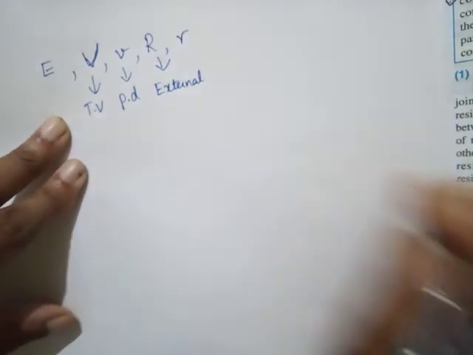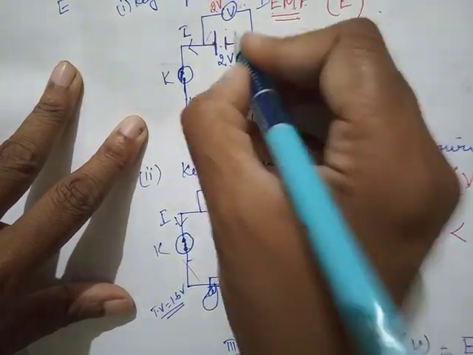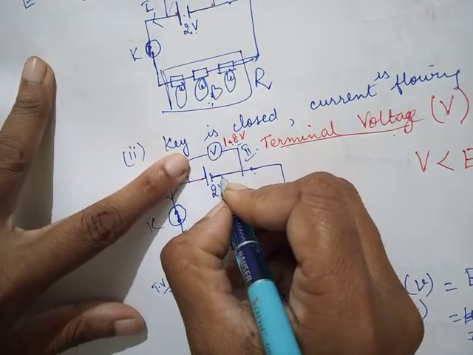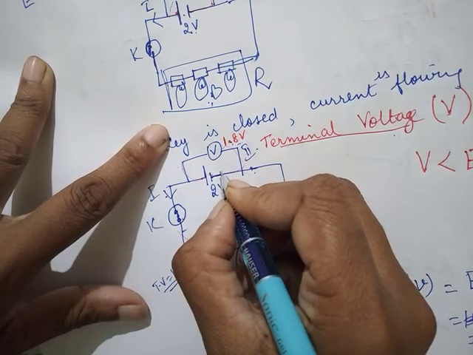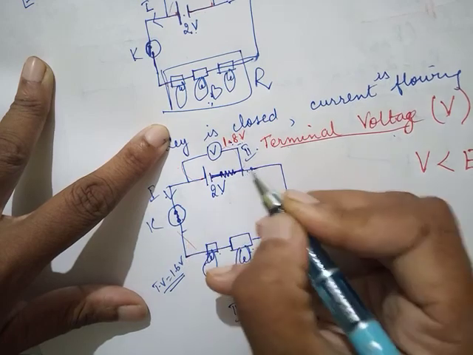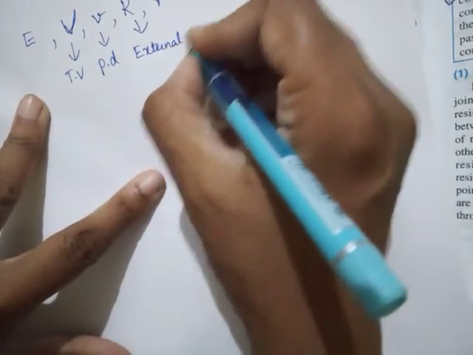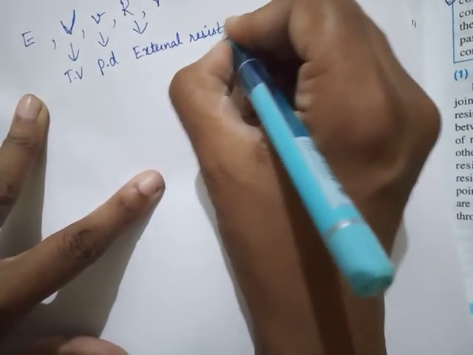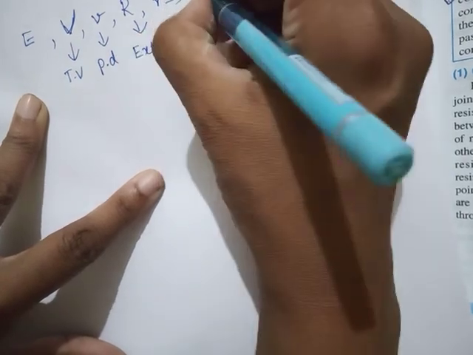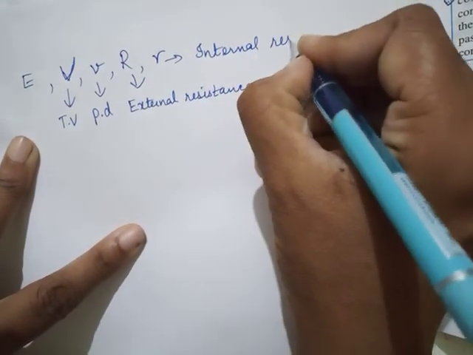This is considered as the external resistor, and whatever resistance is offered by the battery, hereafter you'll be putting one small resistor near the battery itself. That will become small r, that is the internal resistor. So capital R always represents external resistance and small r represents internal resistance.